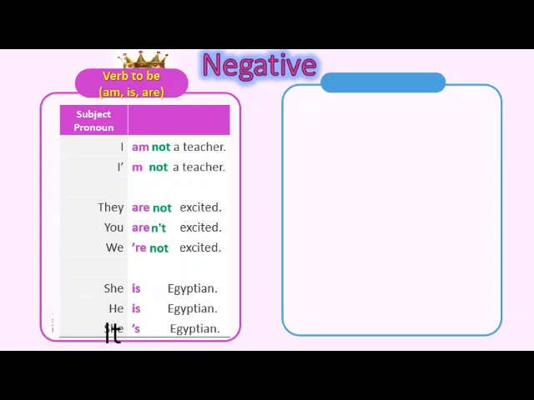With the third person, he, she, or it, we add not too. She is not Egyptian, or the short form, we add an apostrophe t. He isn't Egyptian, or she's not Egyptian. You can use either of these two short forms, but the most common to use is isn't or aren't.